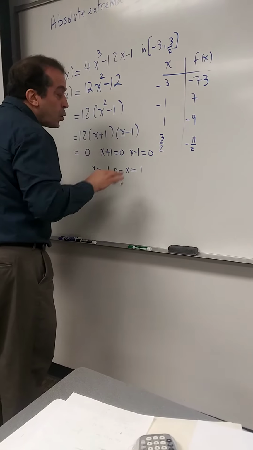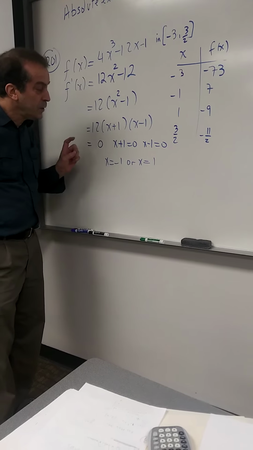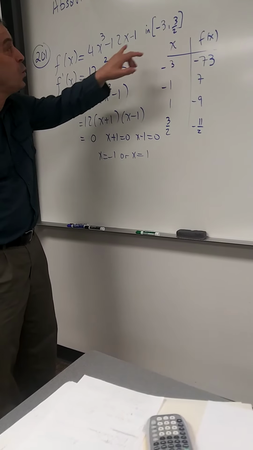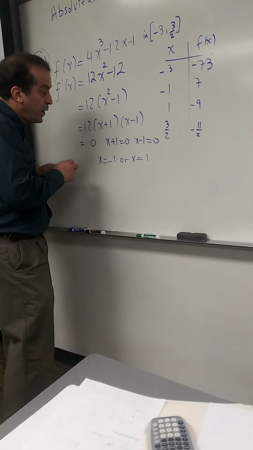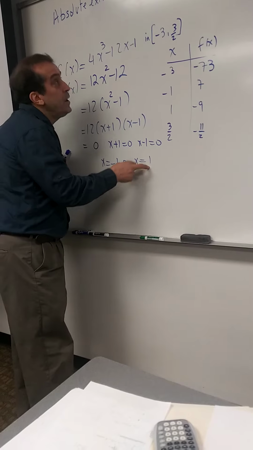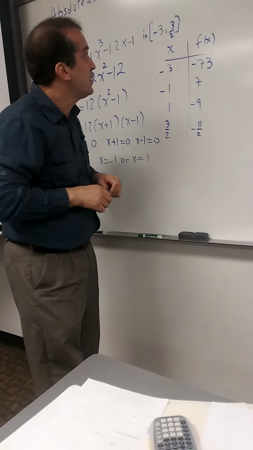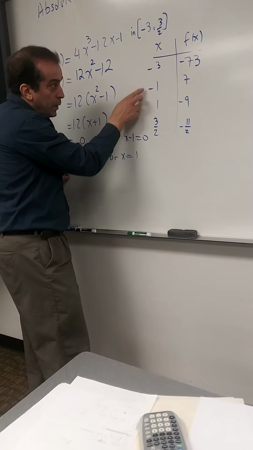These are special points only. What we need to do next is calculate f of x at these special points and also at the endpoints of the interval that was given. So we need to find f of minus 1, f of 1, f of minus 3, and f of 3 halves. Okay, I have a table here. I have minus 3 and 3 halves. I also have minus 1 and 1.